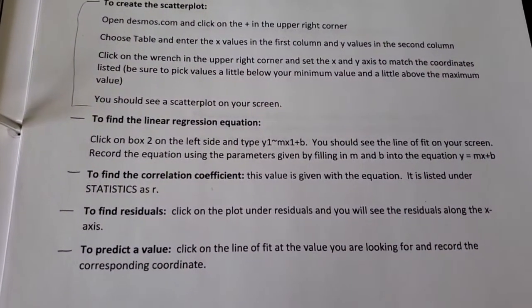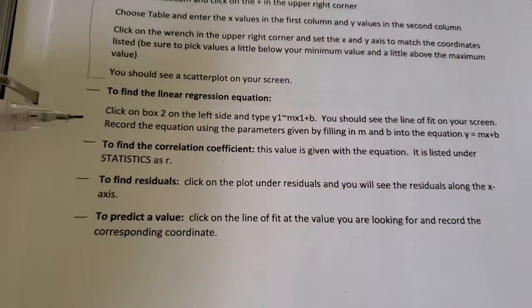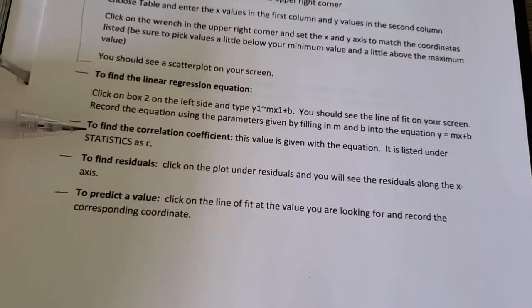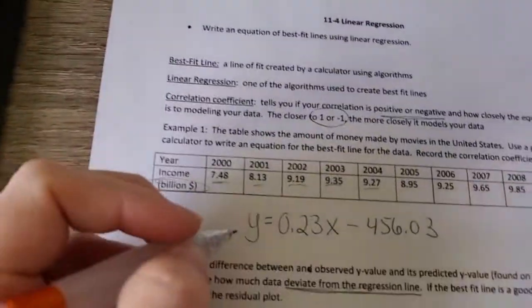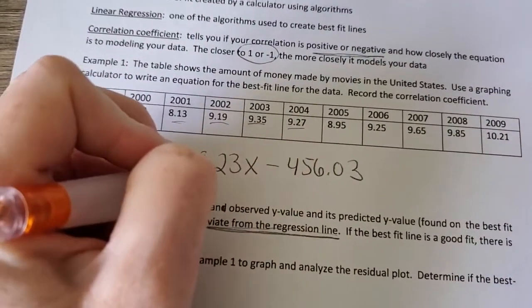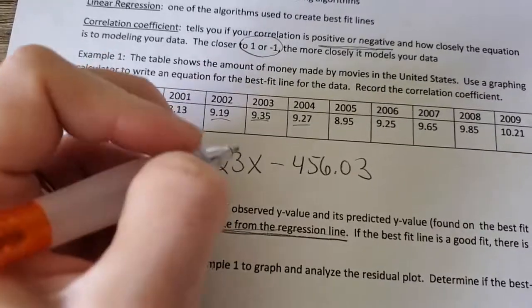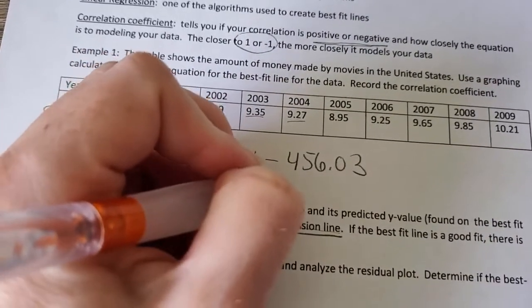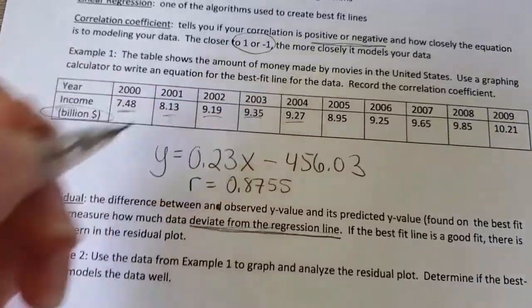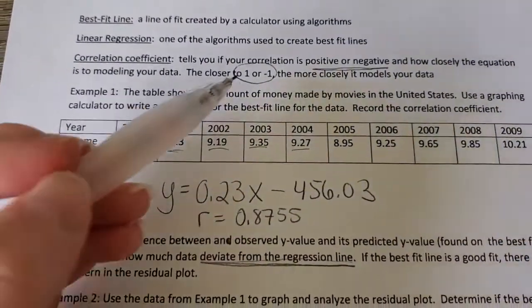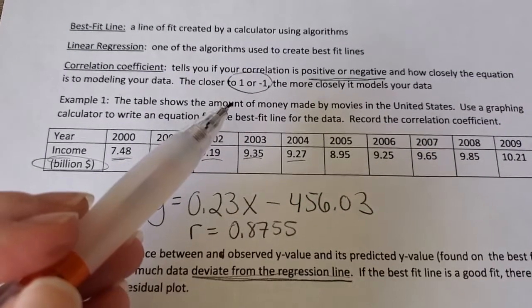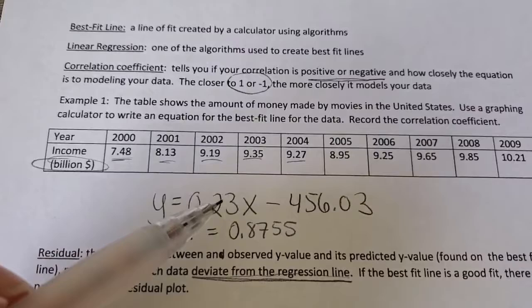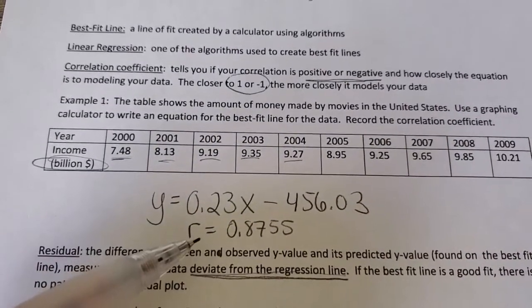So if you look at your directions, to find the linear regression equation, underneath that it says to find the correlation coefficient, which I forgot this problem asked us to list. It's the R value, so that's right on the screen. The correlation coefficient is always R. You can just put R equals 0.8755. That tells me the data is positively correlated because it's positive. And 0.8755 is close to 1. It's not exactly 1, so it's close but not perfect as far as predicting the data.